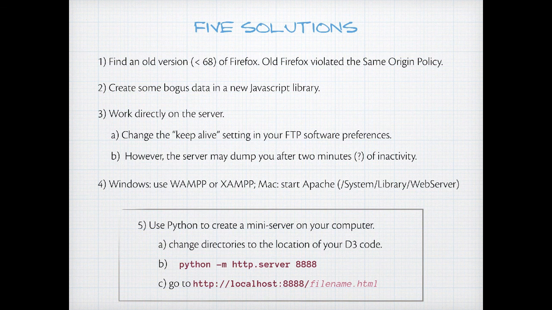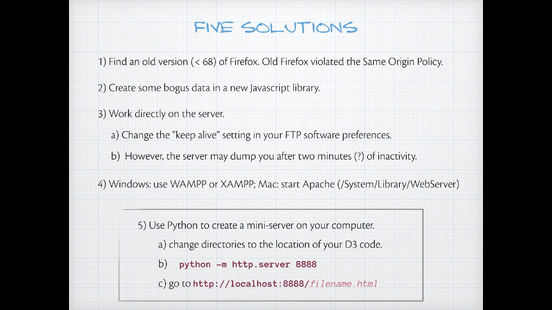But just really quickly, you'll see some of these floating around the web. One is to find an old version of Firefox. We saw on that Mozilla page earlier that Firefox, in a version older than I think 68, actually violated the same origin policy, and so you can find Firefox. In fact, I've been teaching D3 for a long time, and we used to tell everybody to get Firefox. But that isn't really the case anymore, but still, it's probably an option.